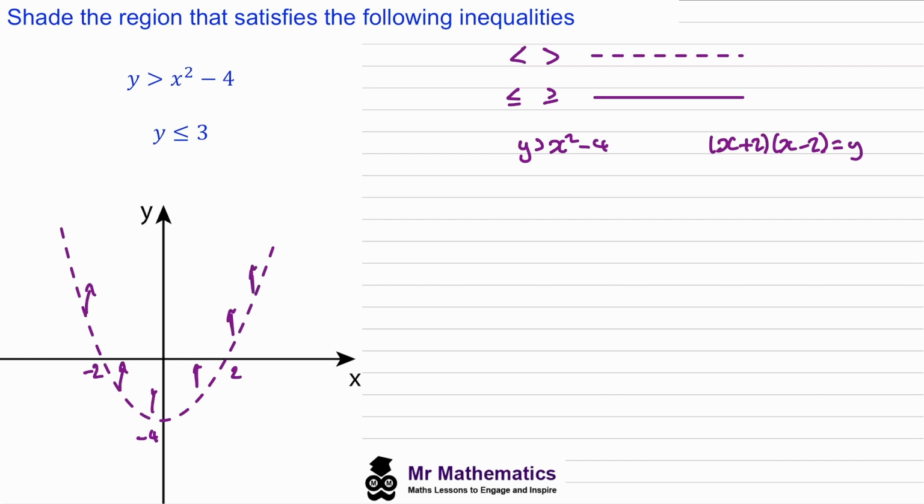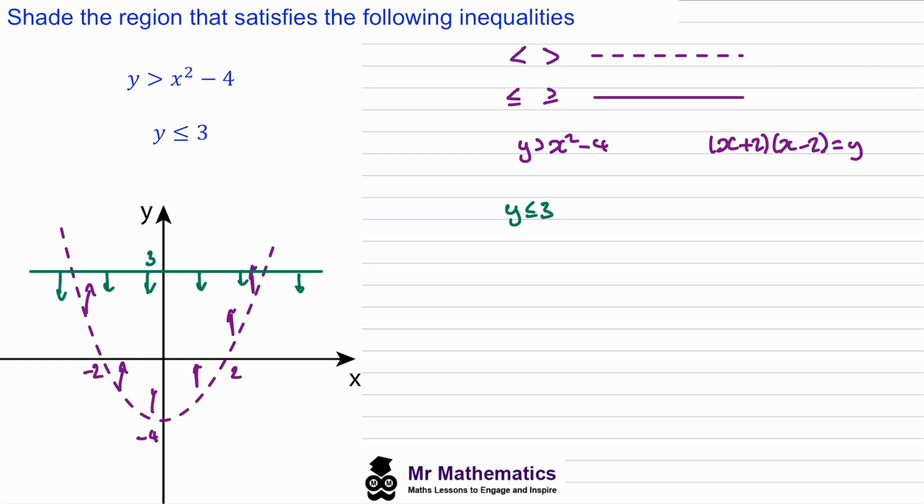So now if we look at y is less than or equal to 3, well, this would be a horizontal line with a y-intercept of positive 3. And because it can be equal to it, it's a full line. And because we're told y is less than 3, we're going to look at the region below the line.